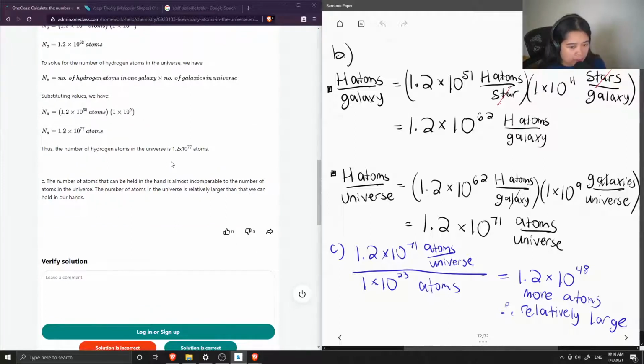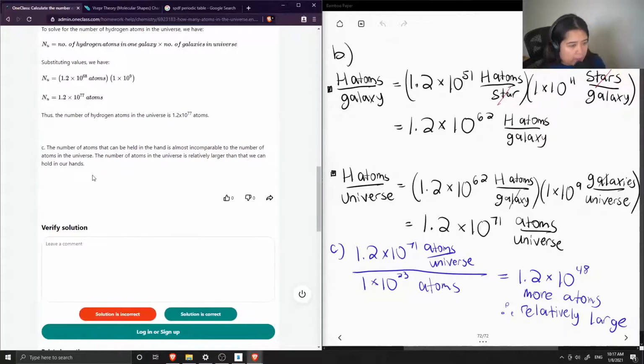So again, it's pretty close. The only reason why it's a bit off with the exponents is because they inputted the wrong radius at the very beginning. C, the number of atoms that can be held in the hand, is almost incomparable to the number of atoms in the universe. Number of atoms in the universe is relatively larger than that we can hold in our hands. So that is correct. So I'll say most of the steps in the solution are correct.